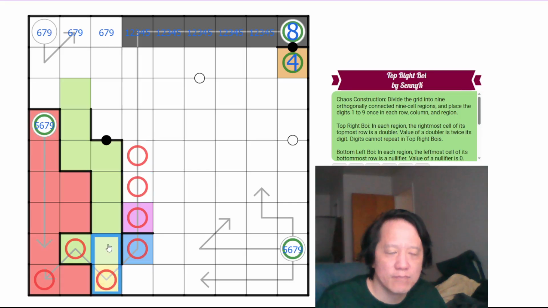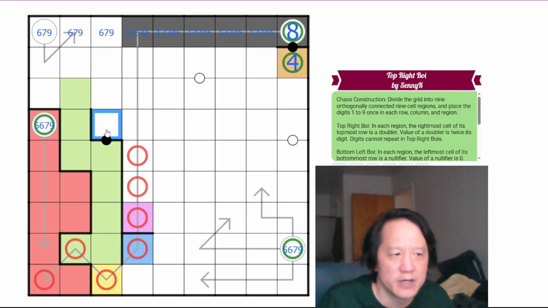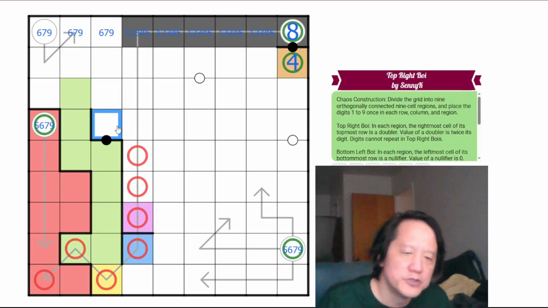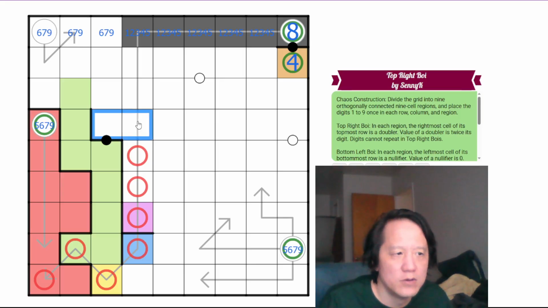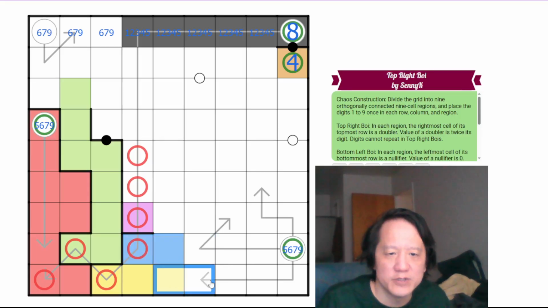Okay. This is a 1, 2. So this can't be a bottom left boy. So this has to go essentially. It has to connect to something here. Lower. This is done. So yellow has to go out this way. That's 3. That means blue has to go this way to get exit out. That means yellow has to go one more that way.